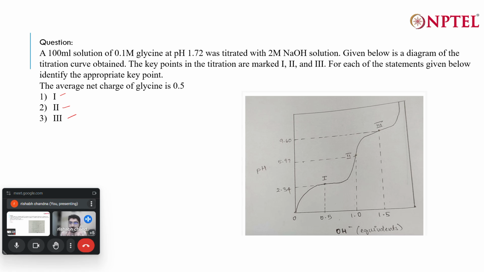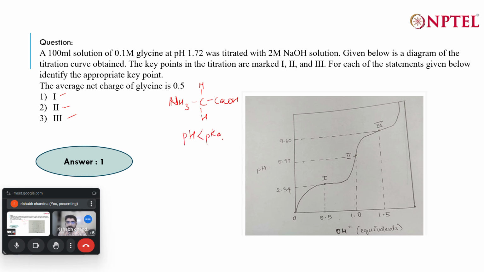So the correct answer is option number 1. Okay, how? I'll tell you. So in this case, what will happen? This is the original state of the amino acid. Now if we consider when the pH is less than the pKa value, what will happen at this particular point? The NH2 group will be protonated.